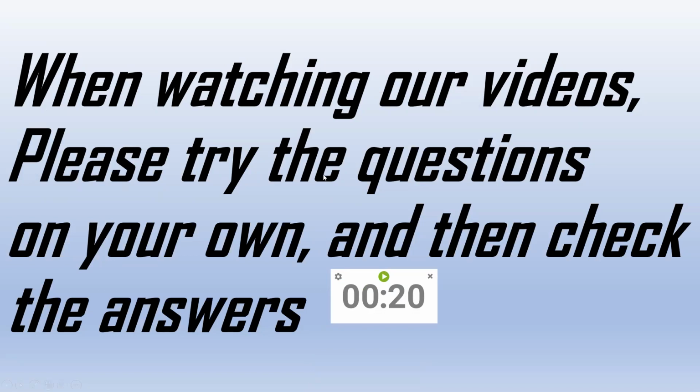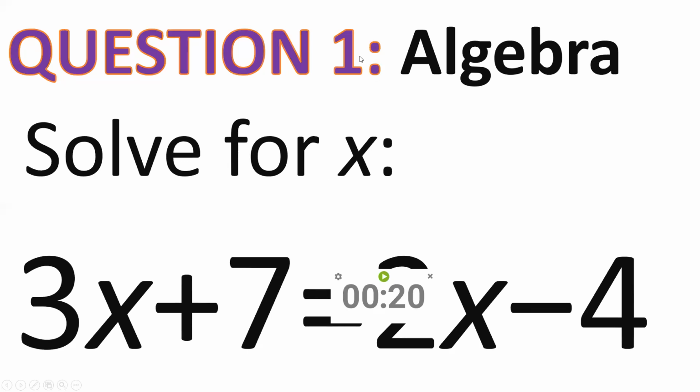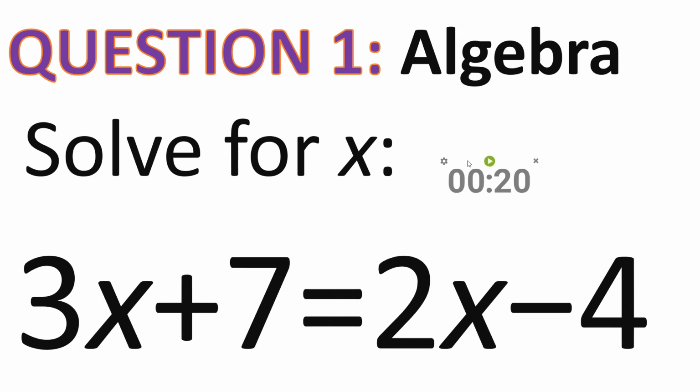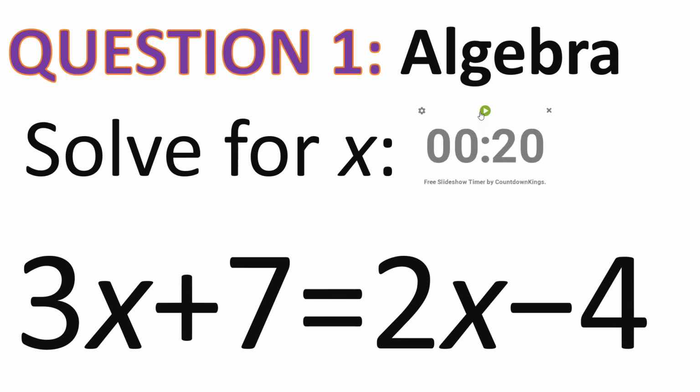Okay, let's start. Question 1 is coming now from algebra. Solve for x: 3x plus 7 equals 2x minus 4. It is an easy question for you. Please try this question. You have 20 seconds now.